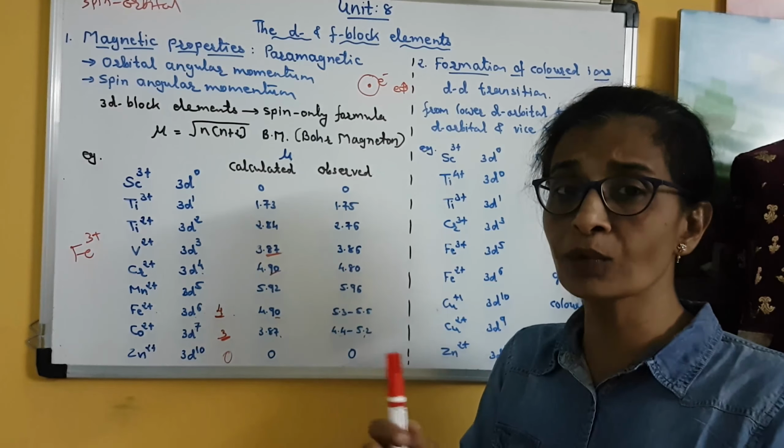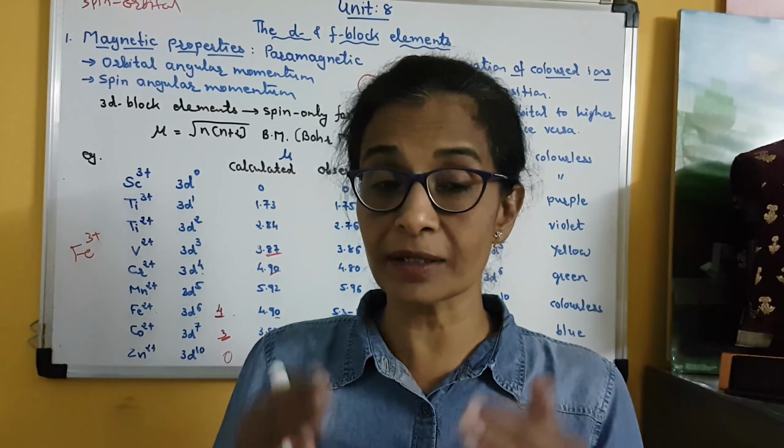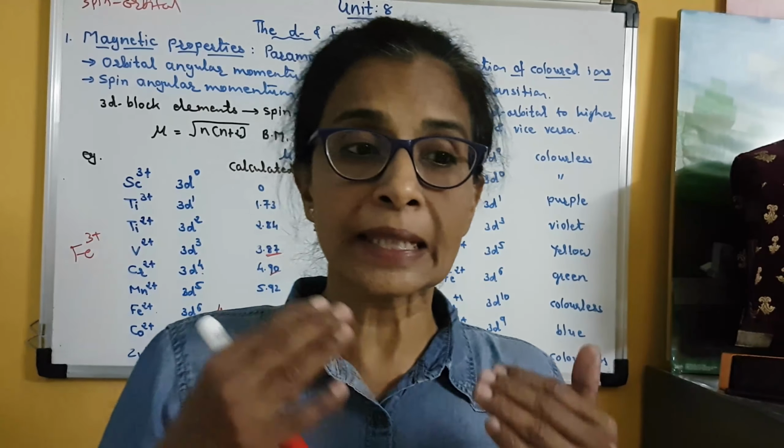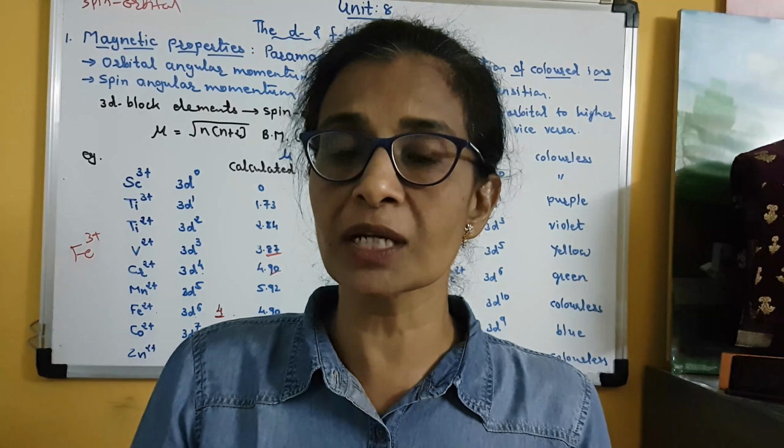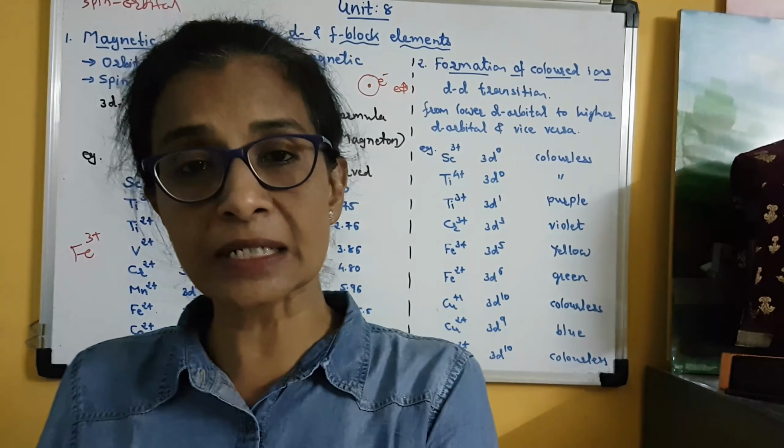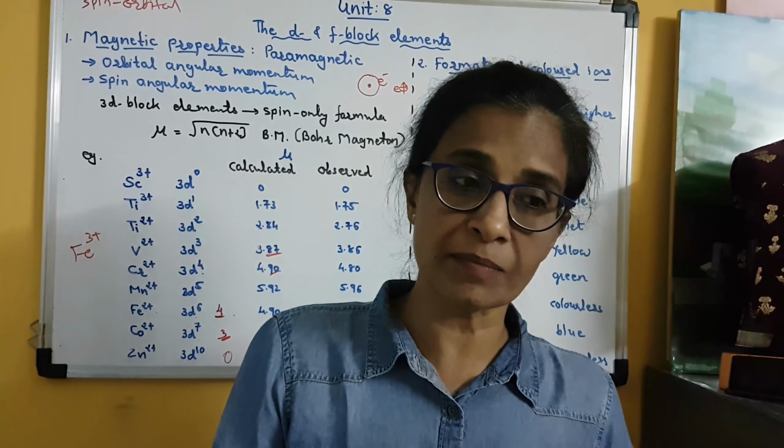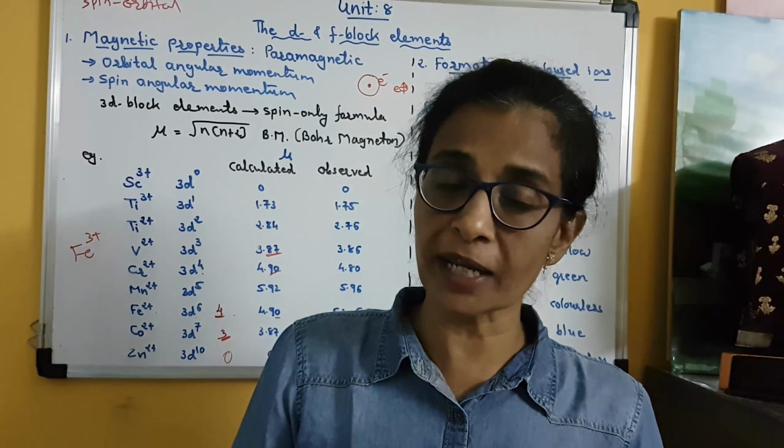Then the next is formation of colored ions. Most of the transition elements of the first series have colored ions. For example, Cu2 plus is a blue colored ion; copper sulfate, copper nitrate, these are blue colored compounds. Clear? The compounds of nickel, in which nickel is in +2 oxidation state, are green in color. Fe2 plus, ferrous ion, so FeSO4 is light green in color. FeCl3, ferric chloride, in which Fe is in +3 oxidation state, is reddish brown in color.